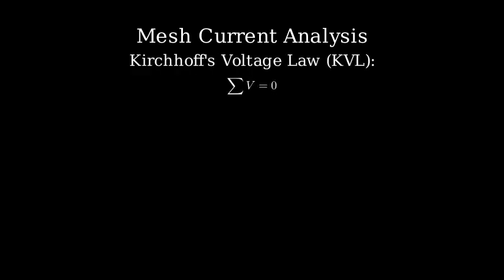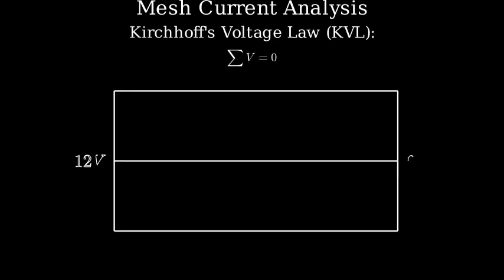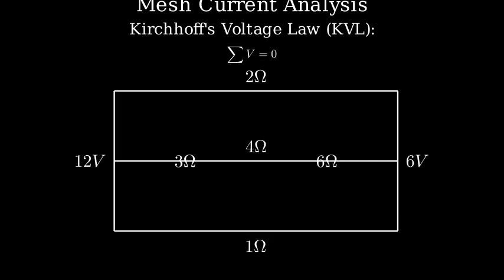Welcome. Today we'll learn how to write mesh current equations by inspection. We'll use Kirchhoff's voltage law, which states that the sum of voltages around any closed loop must equal zero. Let's analyze this circuit. We have three meshes with voltage sources and resistors.